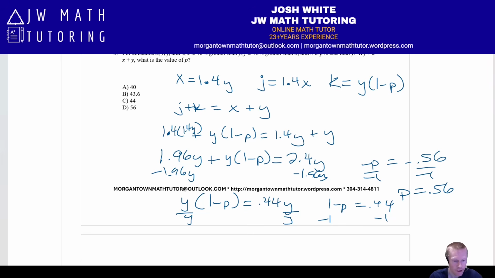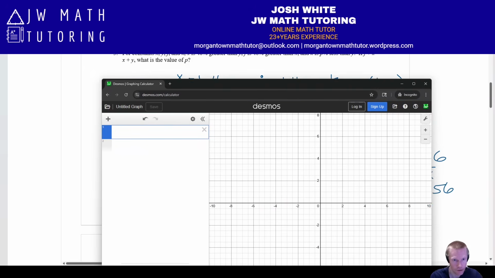So notice this is in terms of a decimal, but because they're saying p%, the actual answer is going to be 56, not 0.56, because k is 56% less than y. It's not 0.56% less than y. So the correct answer for this one is going to be D. Again, this is how you could do the entire problem by hand. Now let's take a look at the Desmos solution.